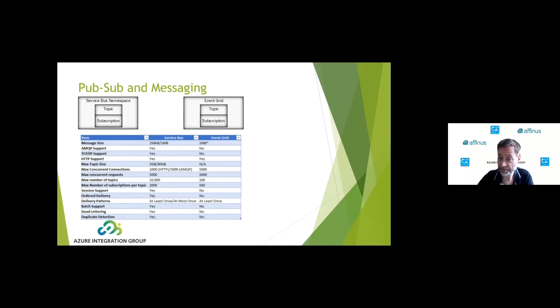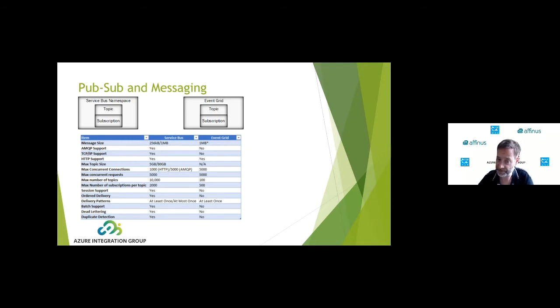There's the concept of a max topic size in Service Bus. So if I put a lot of messages on a topic, what's the maximum size of that? Event Grid doesn't have an equivalent, at least not that I could find or I've ever hit. In terms of throughput, Event Grid is sort of a lightweight event-driven architecture. It's designed for processing events, the clue's in the name. Whereas Service Bus is more heavier message-based processing. So because of that, the max concurrent connections are different. With Service Bus, we're talking about 1,000 if you're using HTTP, and it's 5,000 with Event Grid. And then concurrent requests are similar.